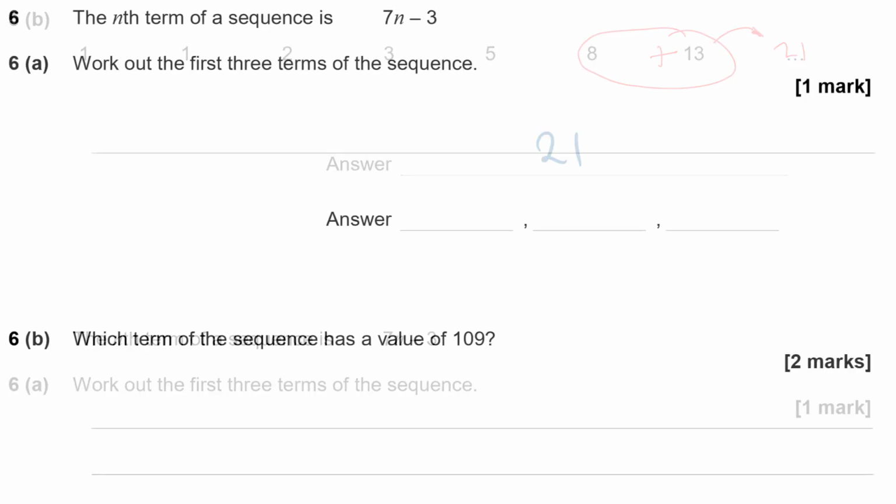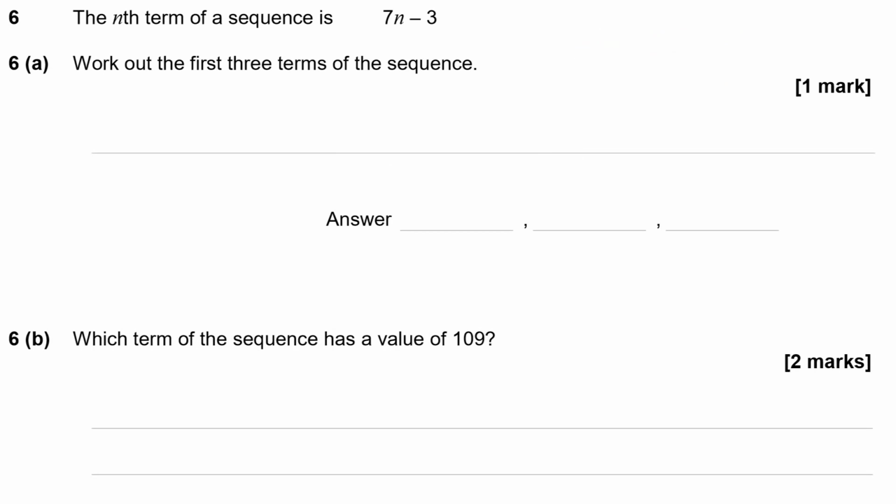21. Question 6. The nth term of a sequence is 7n minus 3. Work out the first 3 terms of the sequence. Okay, now n is the position of the sequence. So for the first term, n is 1. For the second term, n is 2. And for the third term, n is 3. And we can use 7n minus 3 to generate the term. What we've got to do is take its position, 1, and imagine it there where the n is.